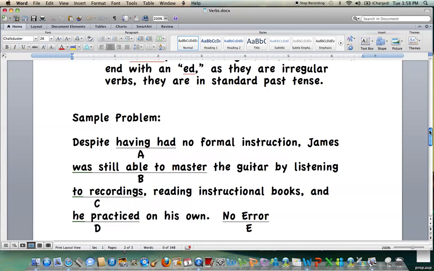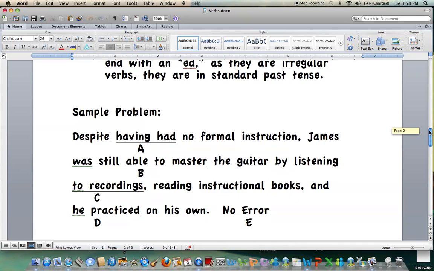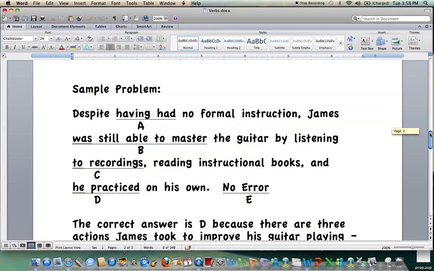So the key to this one, because we've got a lot of verbs underlined in this sentence, but which one is listing a series of verbs? If you think about it, it's the actions that James is taking to master his guitar. What are the things he does or the actions he takes to master the guitar? Listening to recordings, reading instructional books, and, can you get it now? Practicing on his own. That's where you're unbalanced in this sentence, okay?